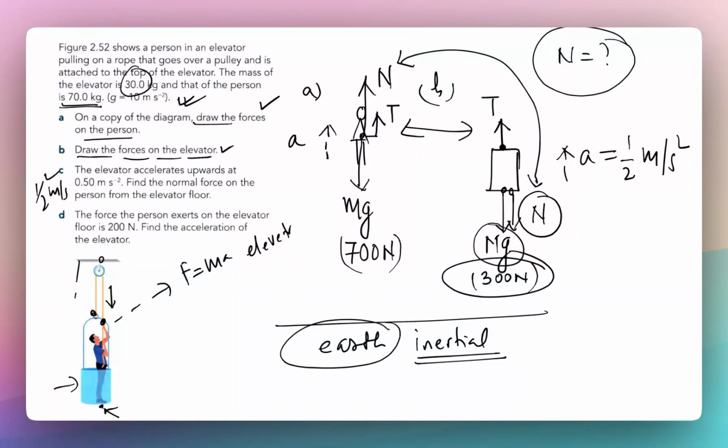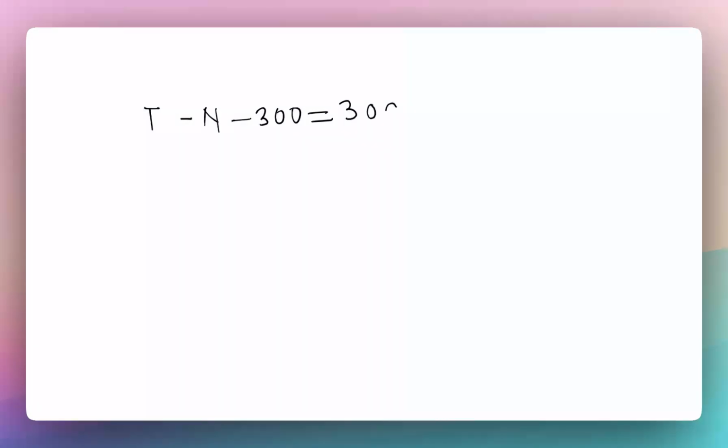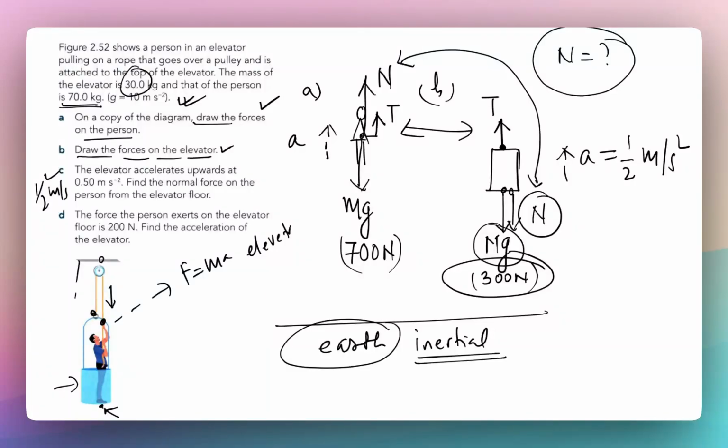Mass of the elevator is 30, so 30A. That is our equation number 1. Now we look at the man. He is also accelerating upwards, because he is in the elevator.